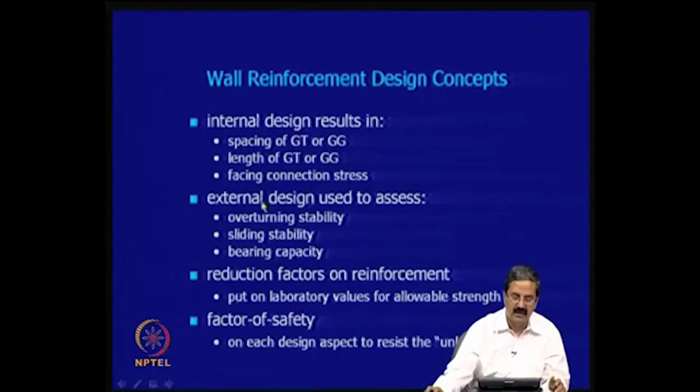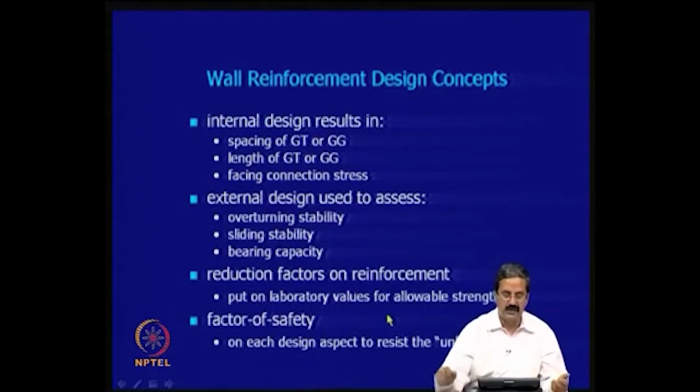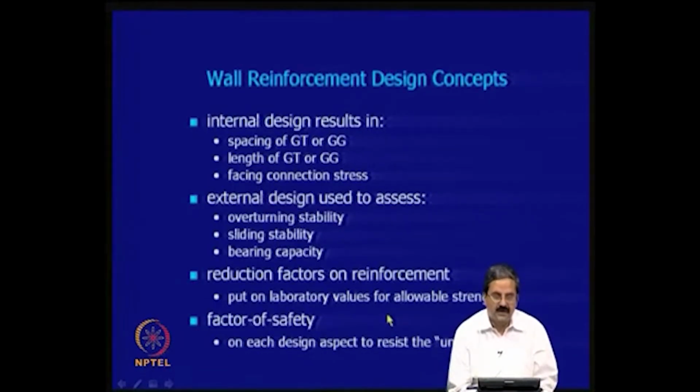How do you do that? So, this is internal design. External design is similar to our retaining walls, we do overturning stability, sliding stability, bearing pressure calculations, and this is external stability, this is internal stability. And since you are using geogrids, you have to calculate all these numbers from the laboratory tests.